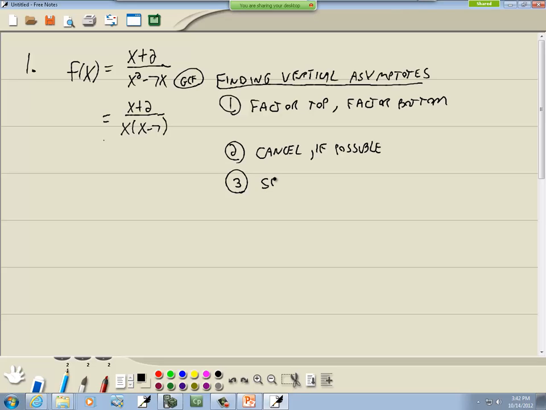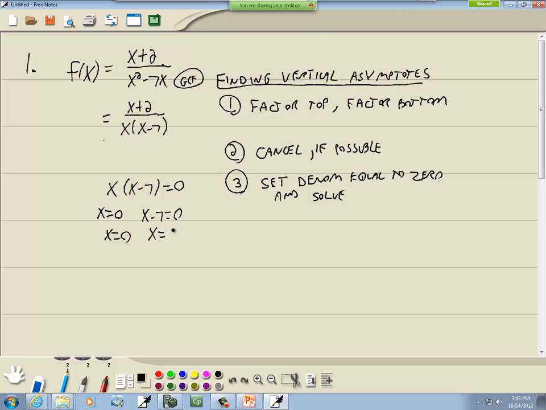Step 3: set the denominator equal to 0. Then solve. So I set x times x minus 7 equal to 0. Now the zero factor property from college algebra says if you get 0 on one side, you factor the other side, you set each factor equal to 0. So I'll set x equal to 0, and I'll set x minus 7 equal to 0. So this is 0. And if I take negative 7 over, it becomes a positive 7. And these are our vertical asymptotes.